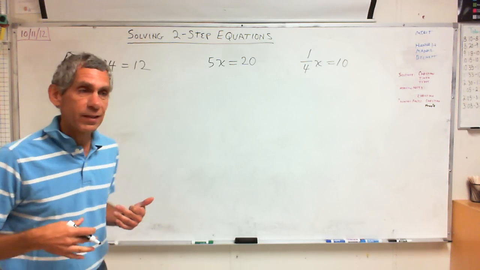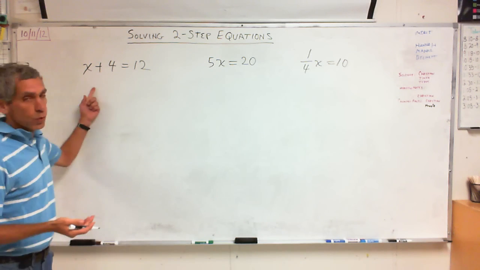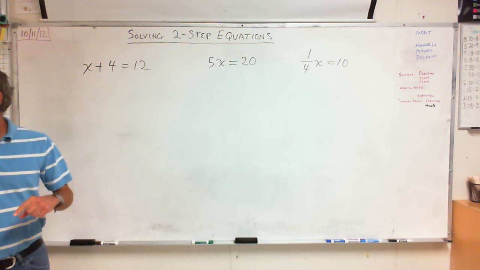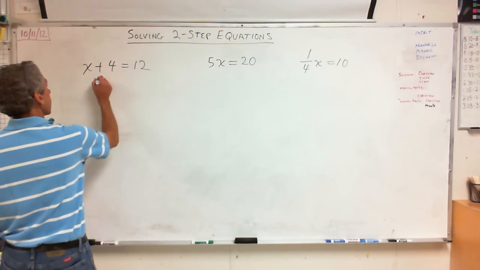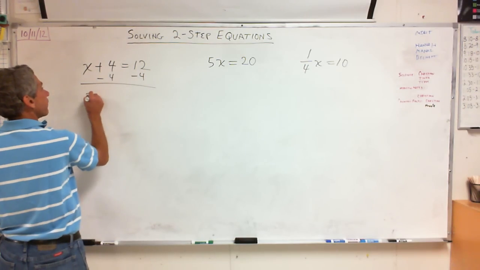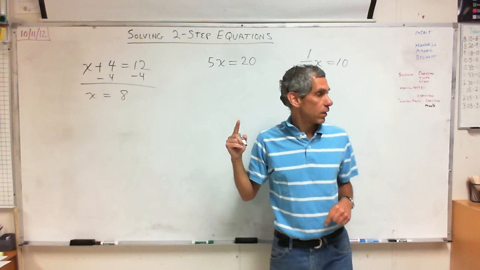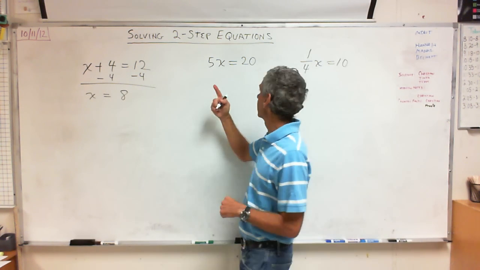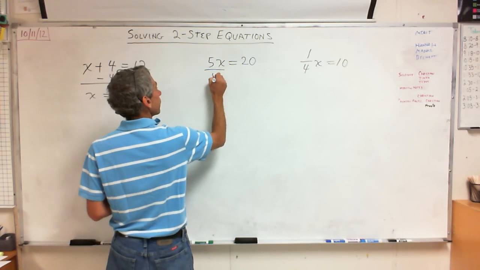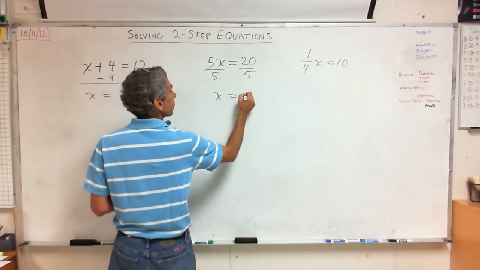The reason they're called one-step is it just takes one step to solve them. What's the one step I'd have to do here? Minus 4. Minus 4 from both sides. And suddenly I have x is equal to 8. What's the one step I'd have to do here? Divide by 5, so that's one step. x is equal to 4.